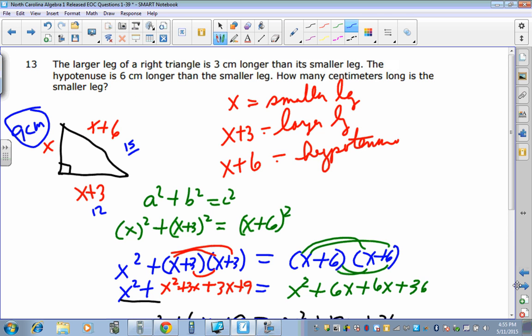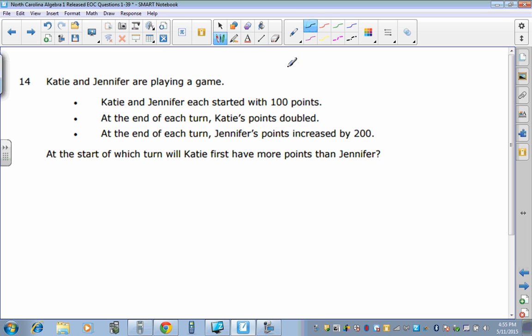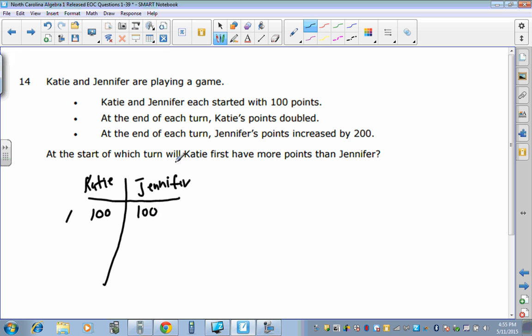Okay, let's look at this one now. They're playing a game. You've got Katie's points and Jennifer's. At the start of the first turn, they both have 100 points. But it says at the end of each turn, Katie's points double. So at the start of the second turn, she's going to have 200 points. And Jennifer's points are going to increase by 200. So instead of doubling, she gets 200 added. So at the beginning of the second turn, she'll have 300.